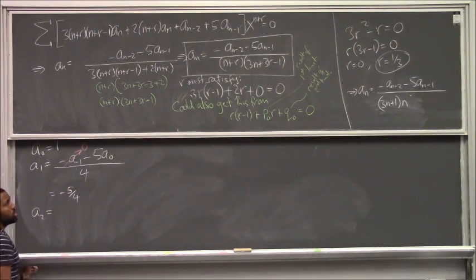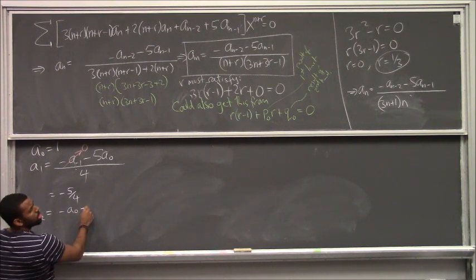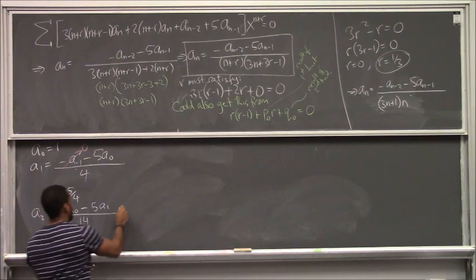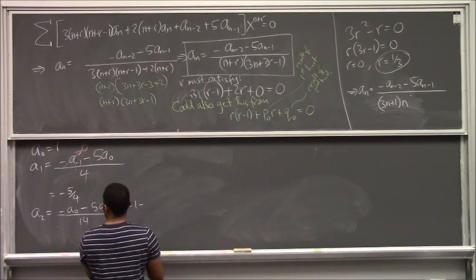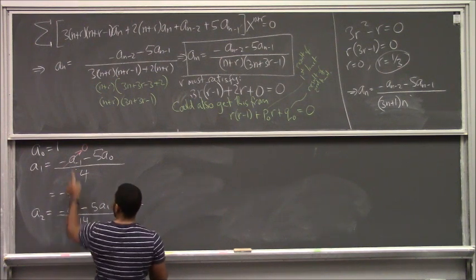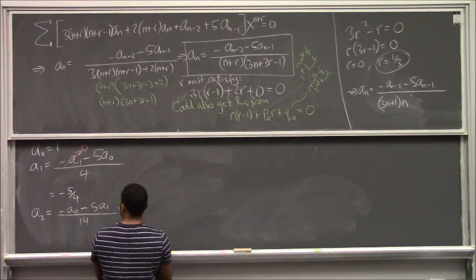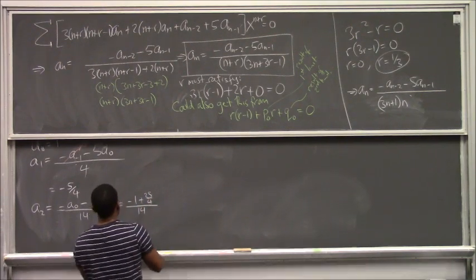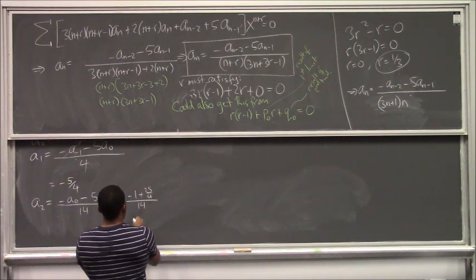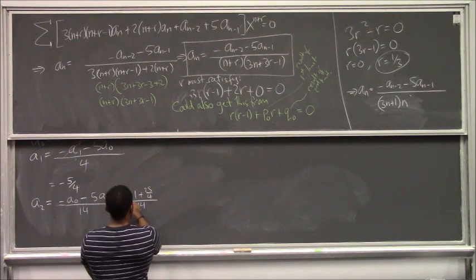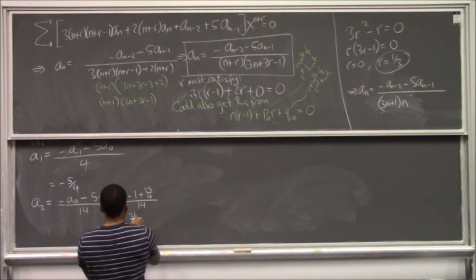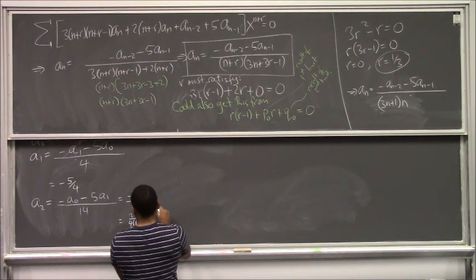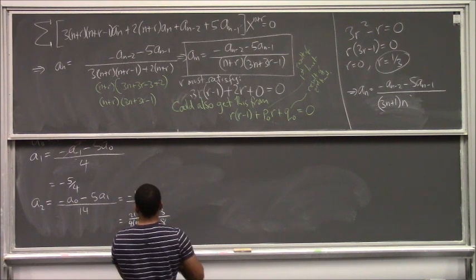Then a2: if I plug in n equals 2, I get minus a0 minus 5a1 over 7 times 2, that's 14. We know a0, so we put 1 there. We're going to keep back substituting. For a0, I plug in 1. For a1, I plug in minus 5 over 4. So this is minus 1, plus 25 over 4, over 14. That is going to be 21 over 4 divided by 14. 7 can go into both of these, 2 times each. So that's 3/8.